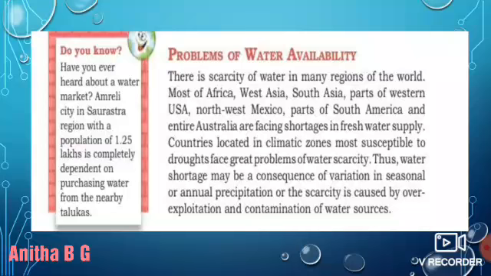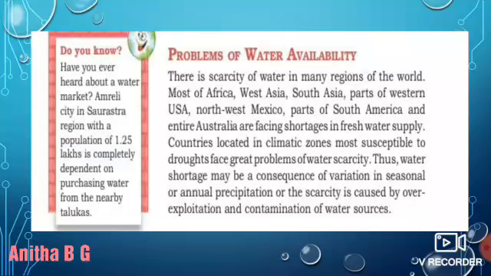Next, problems of water availability. There is scarcity of water in many regions of the world. Most of Africa, West Asia, South Asia, parts of Western USA, Northwest Mexico, parts of South America, and entire Australia are facing shortages in freshwater supply. See how we are facing problems in the freshwater supply all over the world.